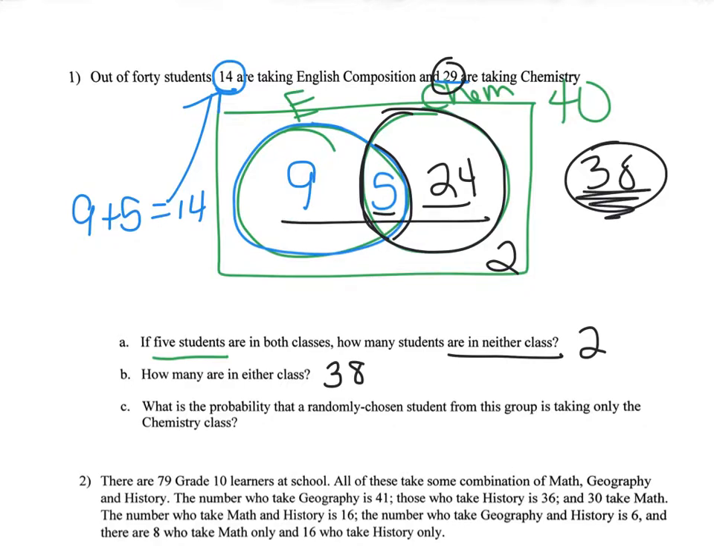So what is the probability that a randomly chosen student from this group is taking only chemistry? Well, only chemistry here is 24, because these 5 people here are also taking English. So there's 24. Sorry, 24 out of 40.